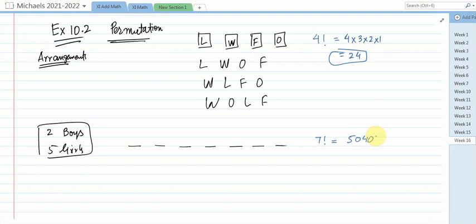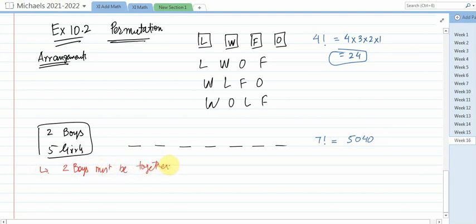Now the complicated part, the second part. I need to arrange these 7 students in a row, fair enough, but my condition is that the 2 boys must be together. That is the condition part. It means that if that is my first boy, that will be my second boy. The 2 boys must stand together, that is the condition. And for the girls there is no restriction.